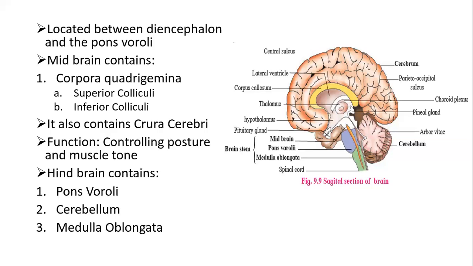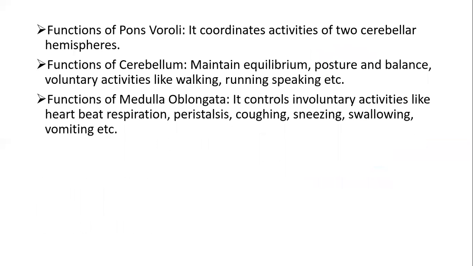So what is the role of this cerebellum? It maintains the equilibrium of the body, posture of the body, balancing the orientation, and some voluntary movements. It is a regulatory center for neuromuscular activities. And it controls the voluntary activities, that is walking, running, speaking, etc.